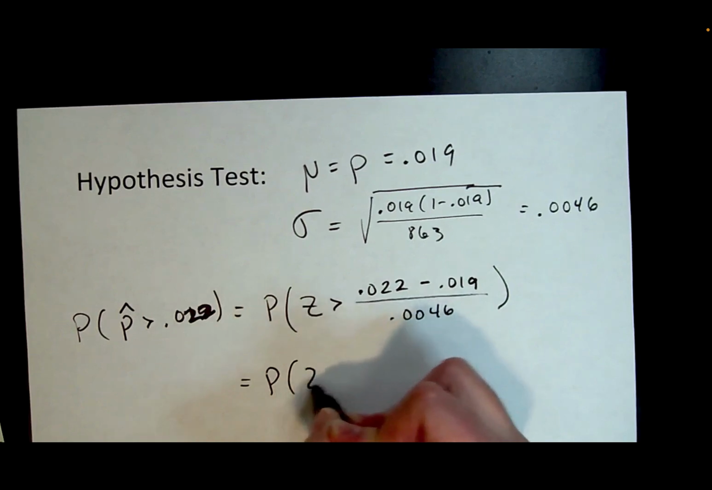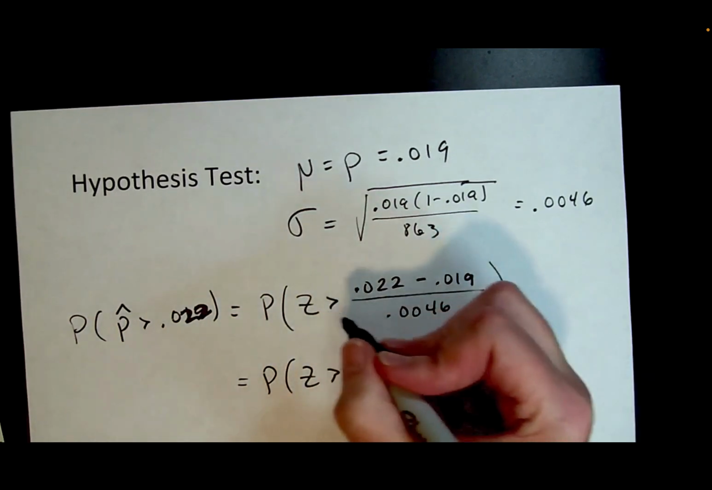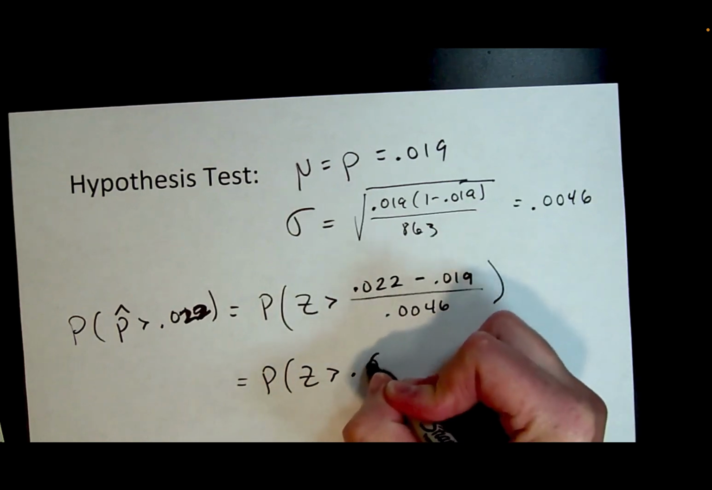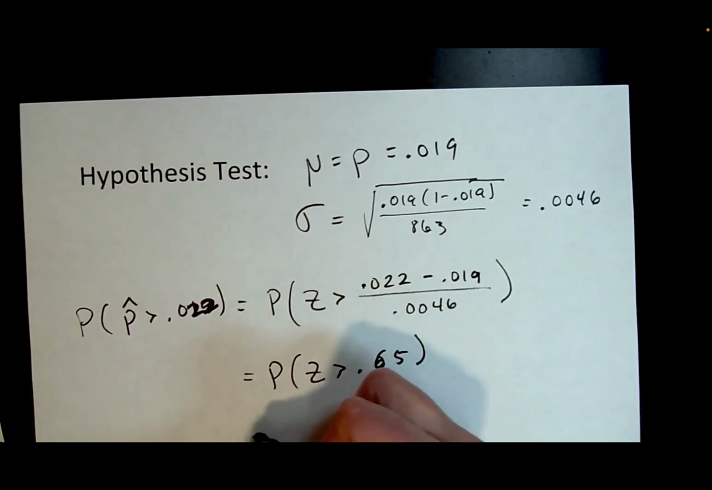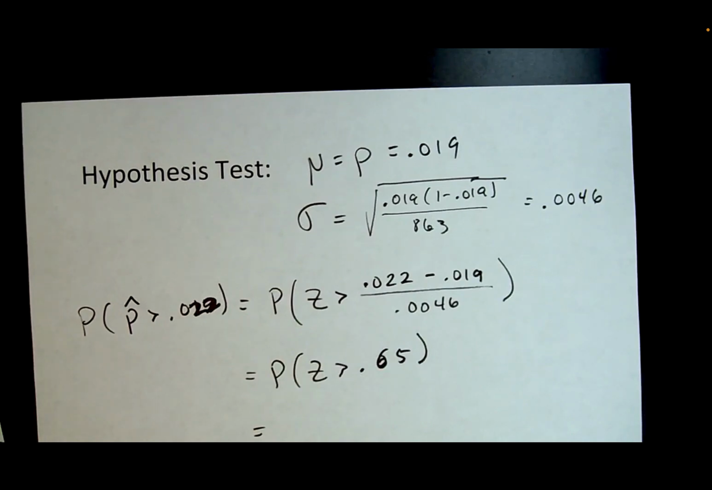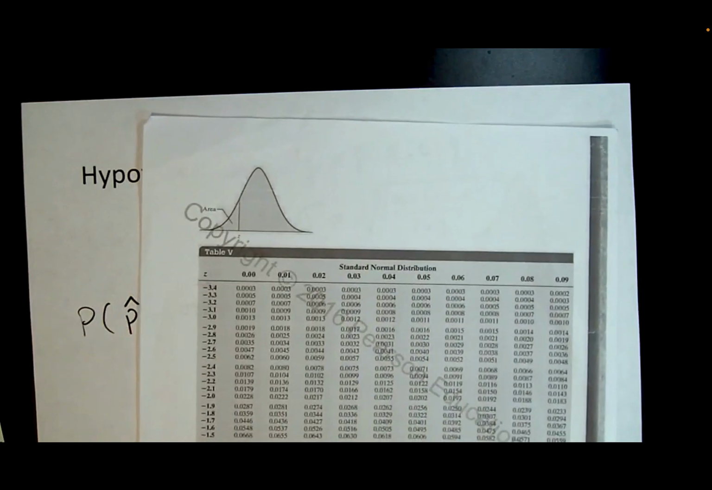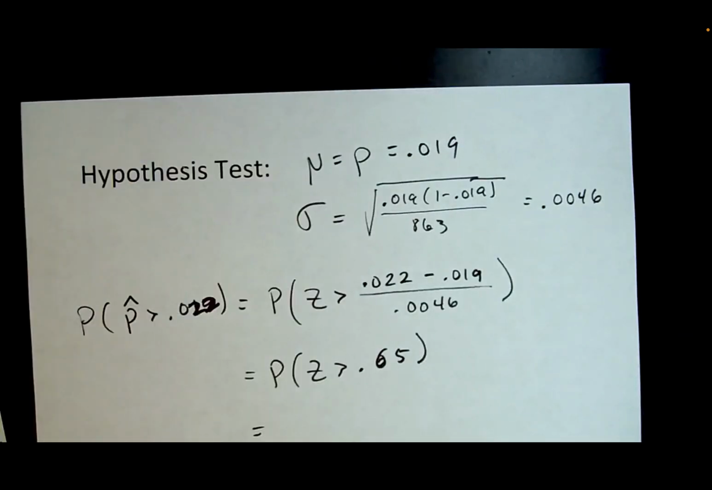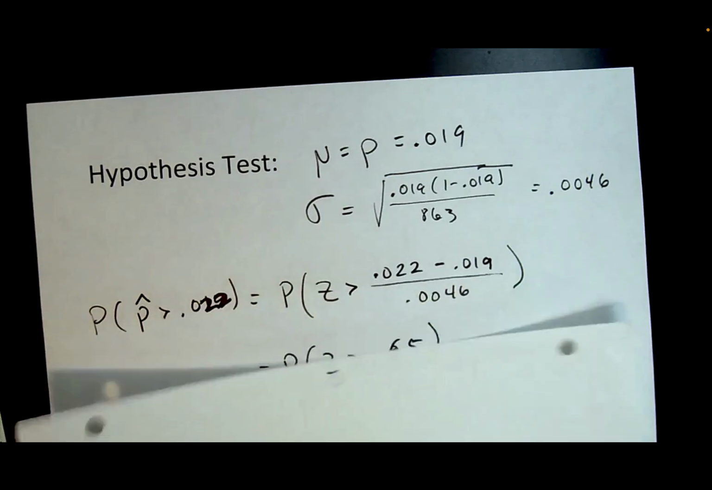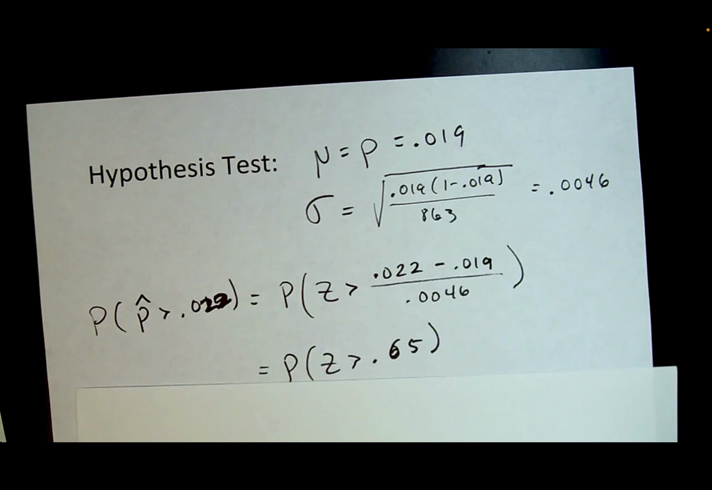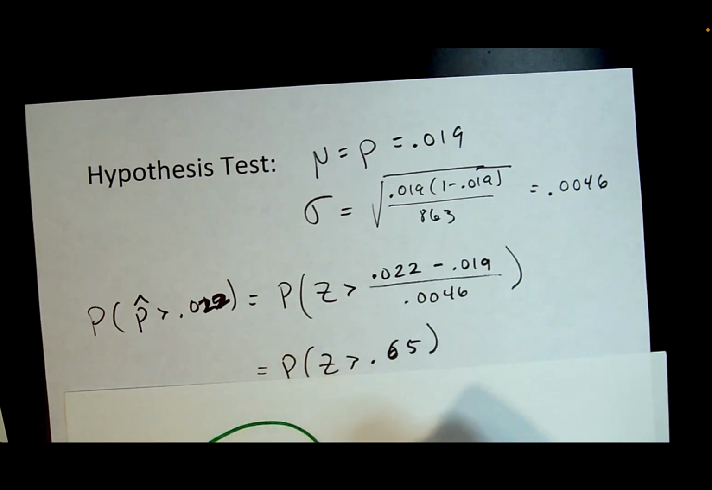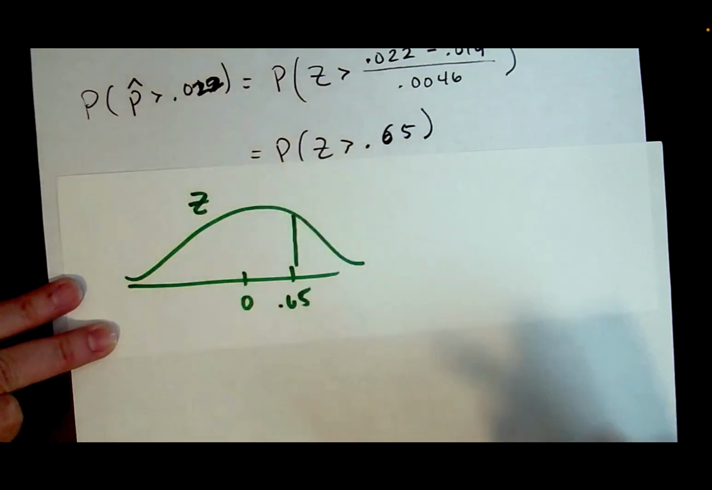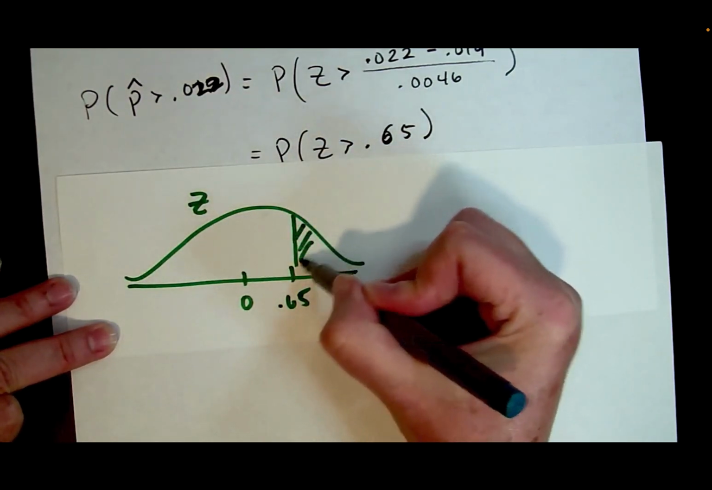So that works out to be 0.65. Okay, and look that up on the table: z greater than 0.65. Let's just remind ourselves about how the tables work. Again, we're doing a right-tailed test here because we're looking for greater than, so there's our 0, here's our 0.65. This is my z distribution, and I want to know the probability that z is greater than 0.65. I want that area.